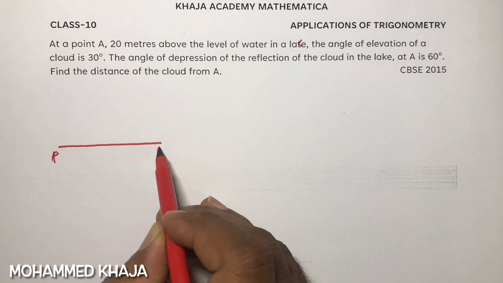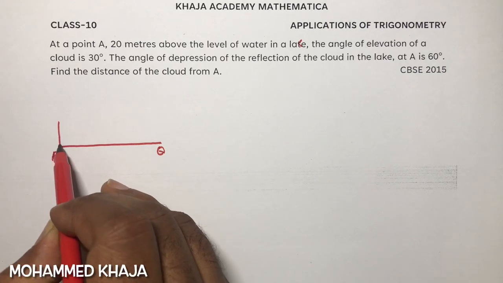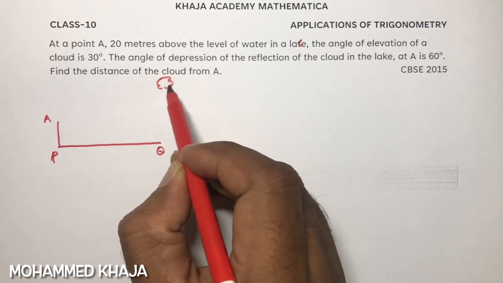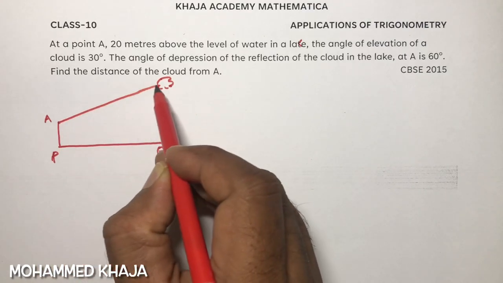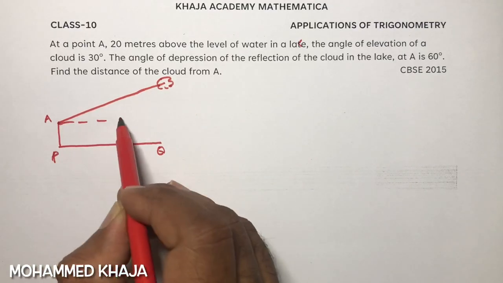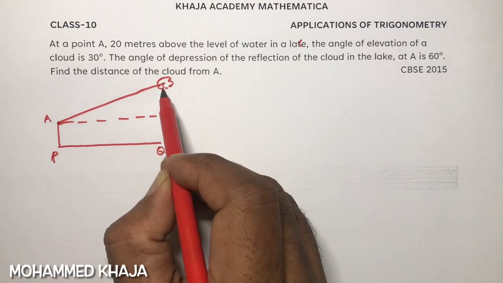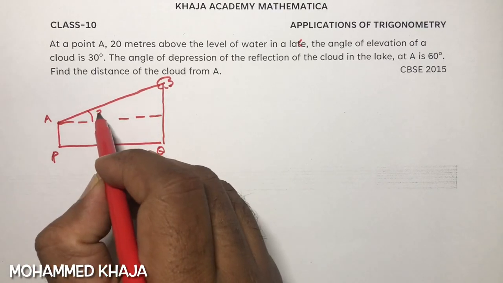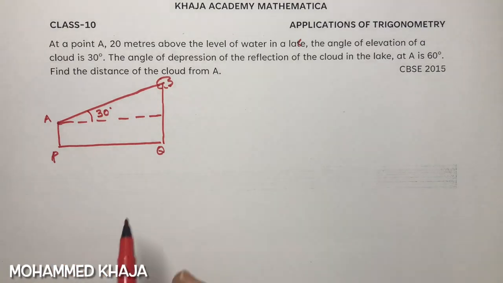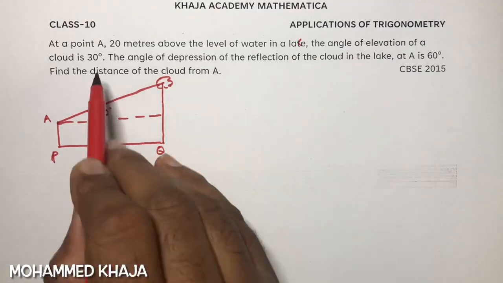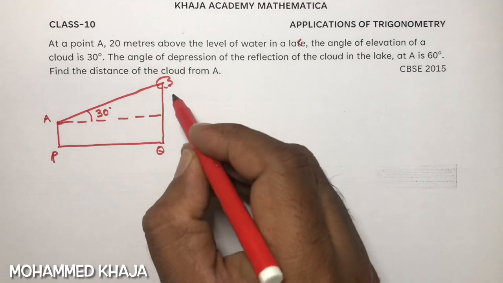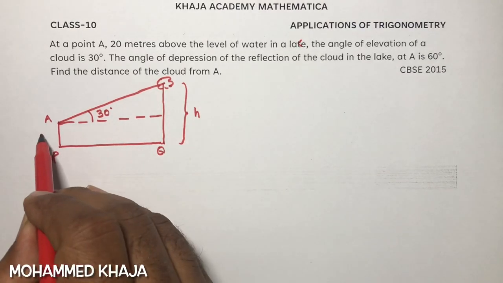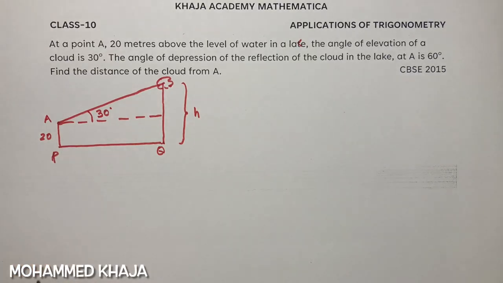PQ, at a point A, at this point, the angle of elevation of a cloud is 30 degrees. So this angle is 30 degrees. And the angle of depression of its reflection, see, this is the height of the cloud. So at a point 20 meters, okay.